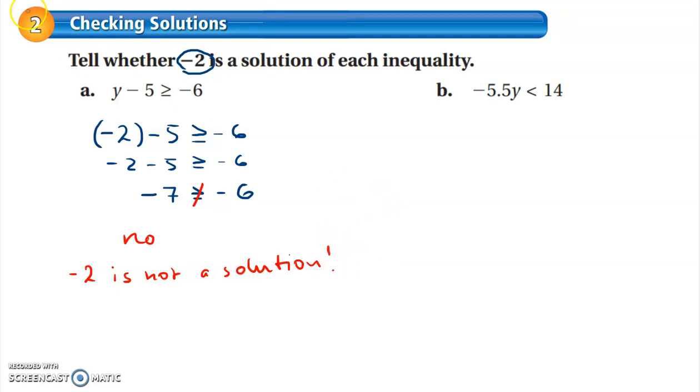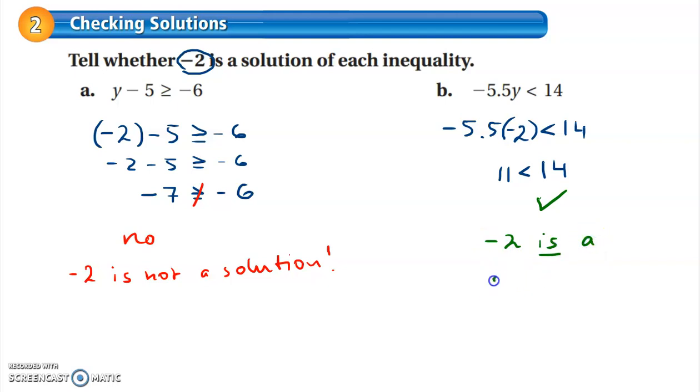All right. What about B? Let's see whether negative 2 is a solution here. Negative 5.5, we're going to plug in. Remember, anytime you replace a variable with a value, put it in parentheses. All right, negative times a negative is positive. 2 times 5.5 is 11. So 11, let's see, is 11 less than 14? Yes. In this case, negative 2 is a solution.